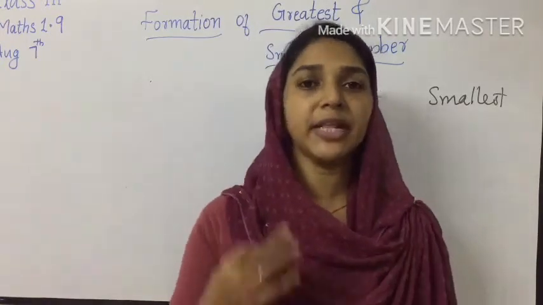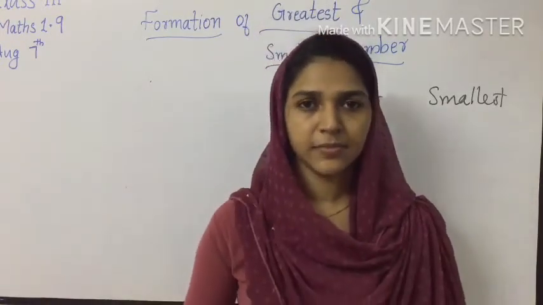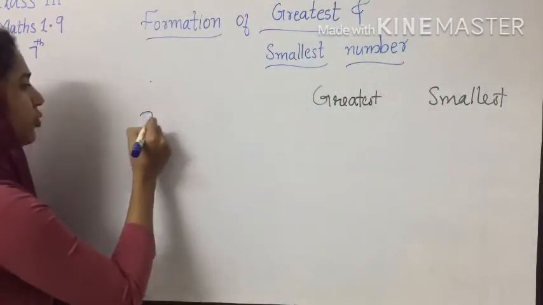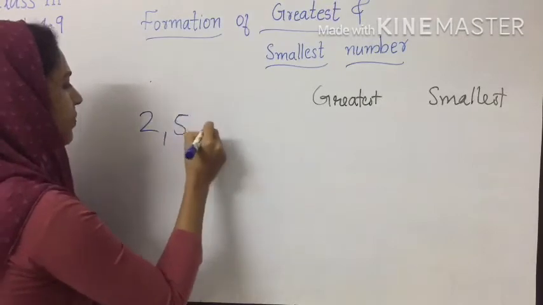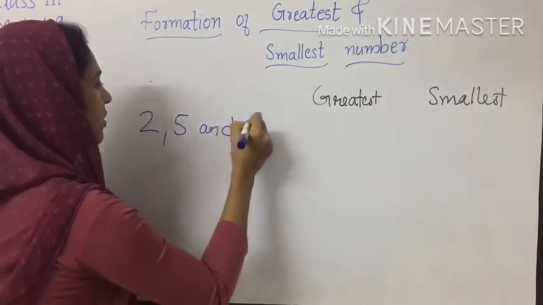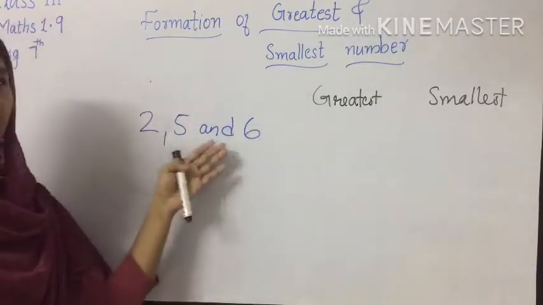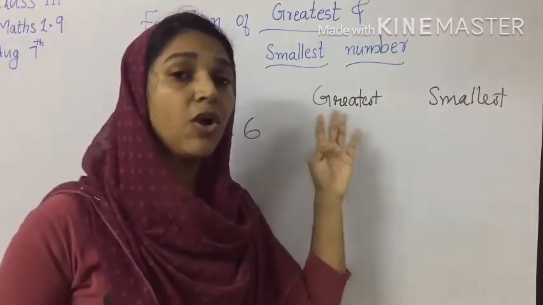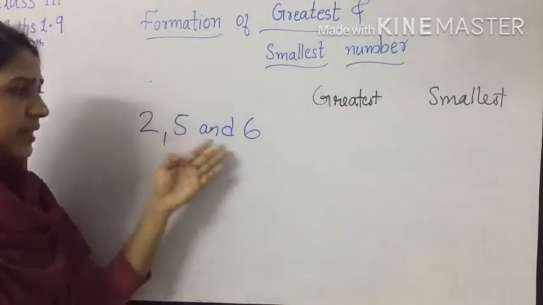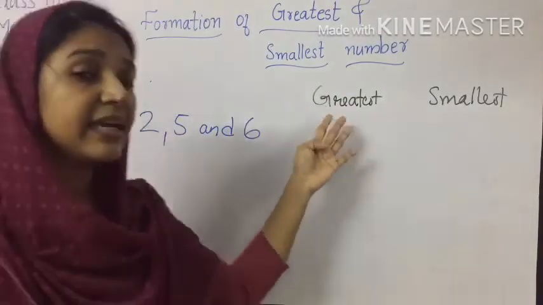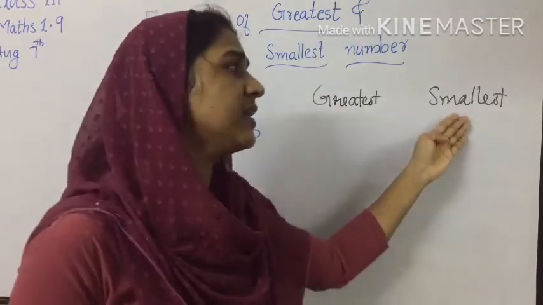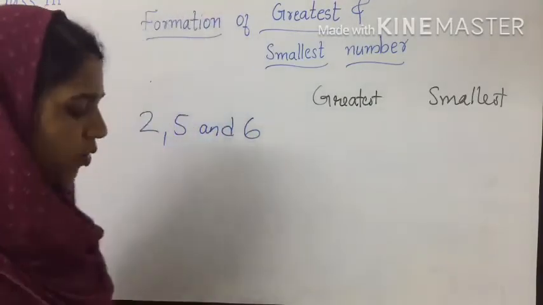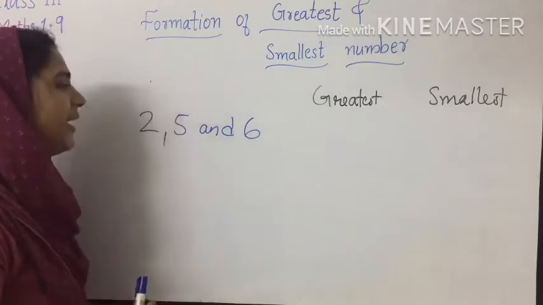Now I am going to tell you another type of formation. I will give you 3 digits and you have to form a 4-digit number. I am giving you 2, 5 and 6. You have to form the greatest 4-digit number. There are only 3 digits and you have to form the greatest 4-digit number and the smallest 4-digit number. Can you make it? Okay, so I will give you the trick for that.